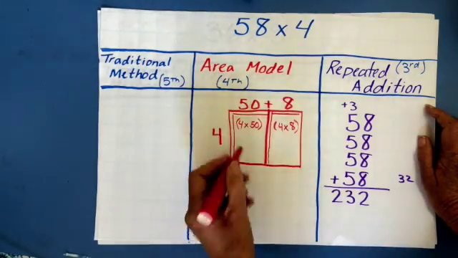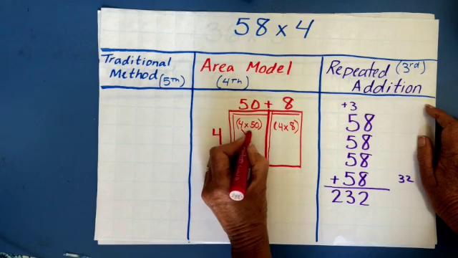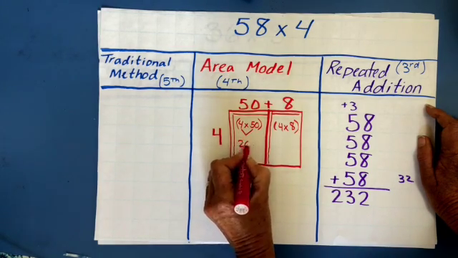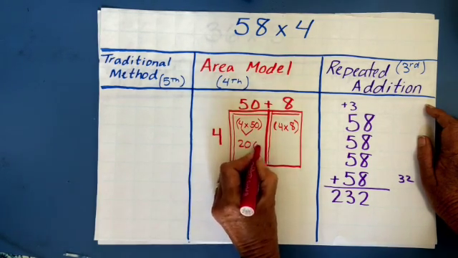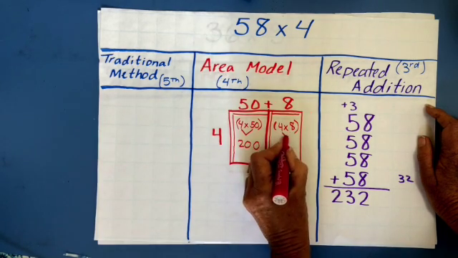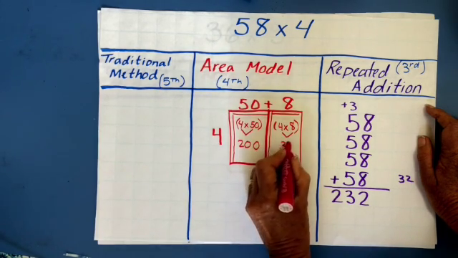Now I'm going to figure out what each box is equal to. So 4 times 5 is 20, and then I have a 0. And then I do this one. 4 times 8 is 32.